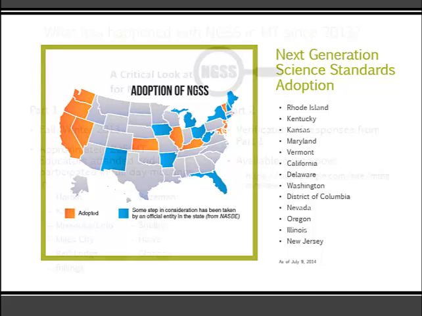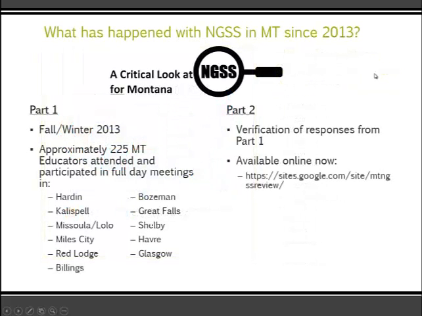In Montana, in the fall and winter of 2013, we did a gap analysis where about 225 Montana educators gathered together and participated in full-day meetings all across the state. And in those meetings, they really looked at how the standards that we adopted in 2006 compare to the Next Generation Science Standards. And right now, there's still a verification of those responses going on so that we can provide schools some more information about where the gaps are.